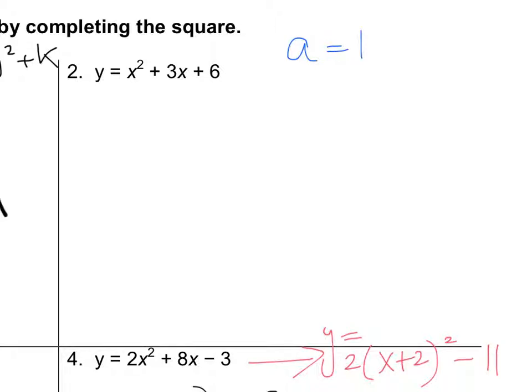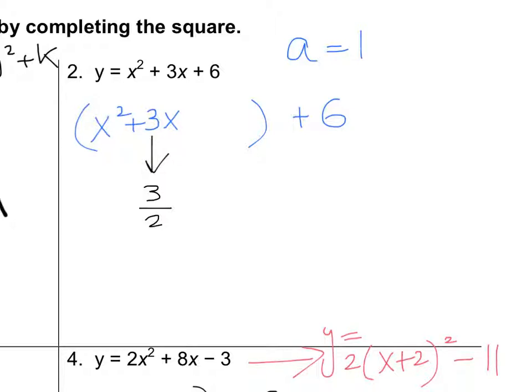So you don't need to factor anything out. So you need to take and group x squared plus 3x together, and you need to keep the 6 on the outside of the parentheses because that's going to be part of your k. Now you need to take b and divide that by 2. So 3 divided by 2 will give you 3 over 2.